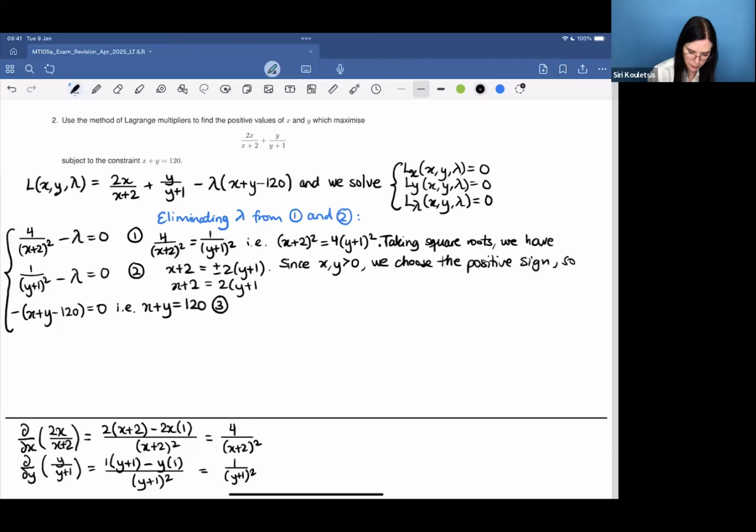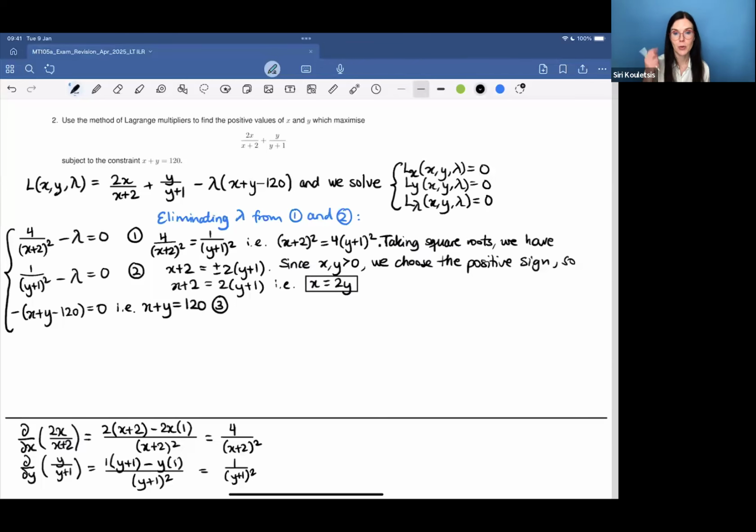And now you see here that we have x plus 2 equals 2y plus 2. So the 2's there cancel, and we're left with that x equals 2y. And equivalently, we could have said that y equals x over 2. That's, of course, exactly the same. So, but we have what we wanted.